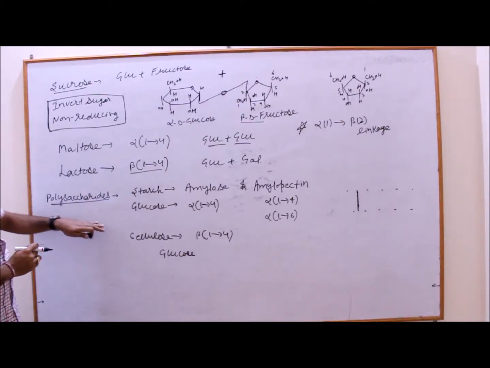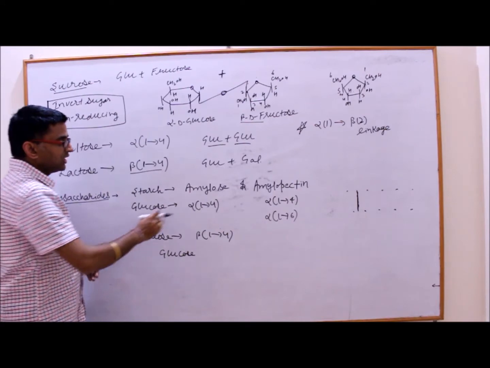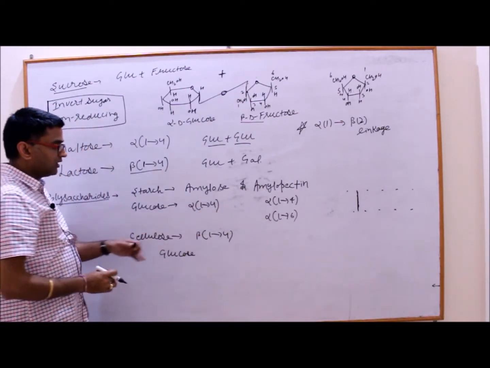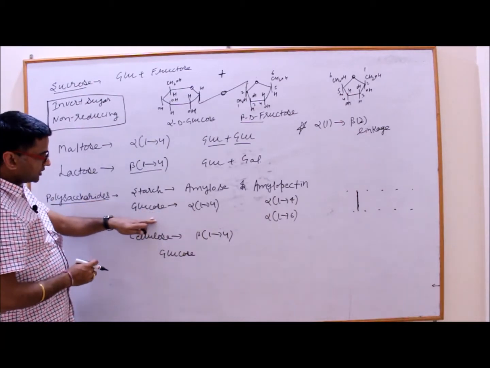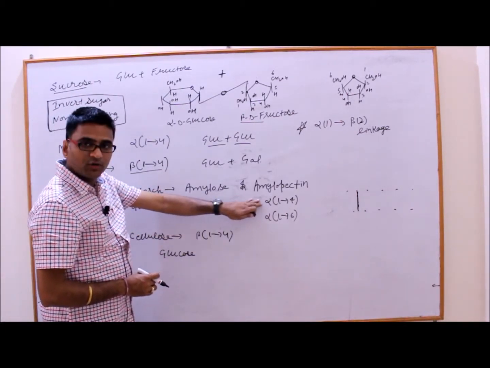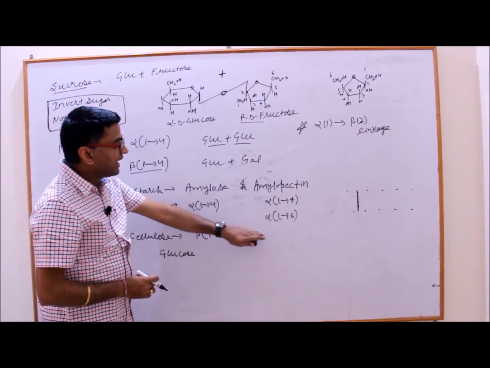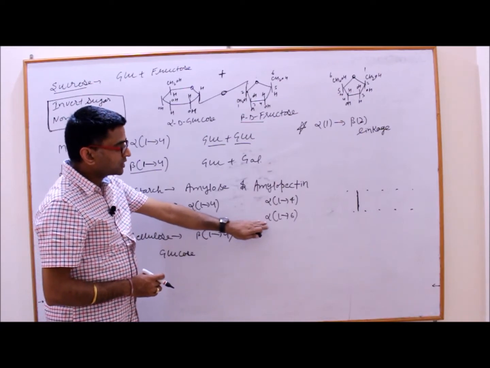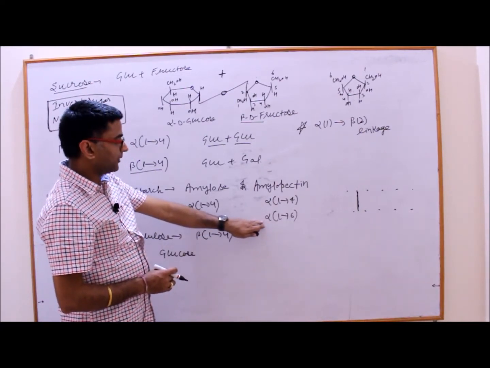Then we have polysaccharides: starch, amylose and amylopectin. In case of amylose, we have alpha 1 to 4 linkage. Everything is made up of glucose. In case of amylopectin, we have alpha 1 to 4 linkage from the glucose, and then alpha 1 to 6 linkage as well. How is this 1 to 6 linkage formed?